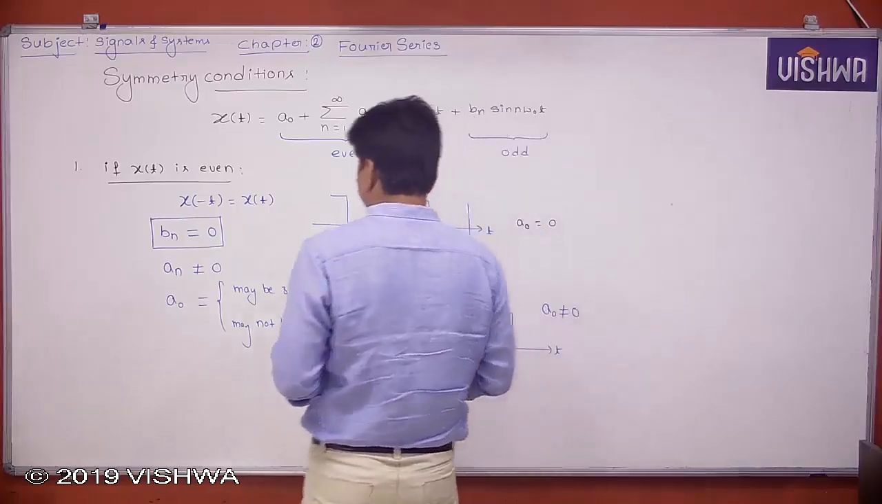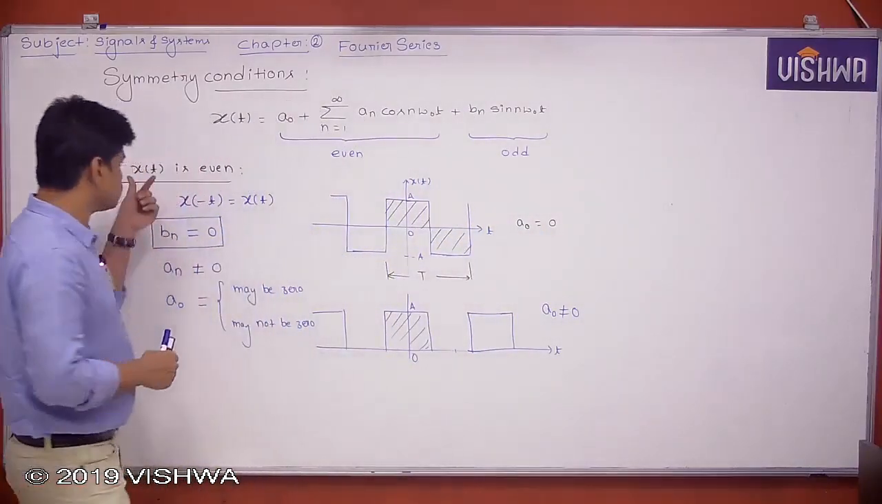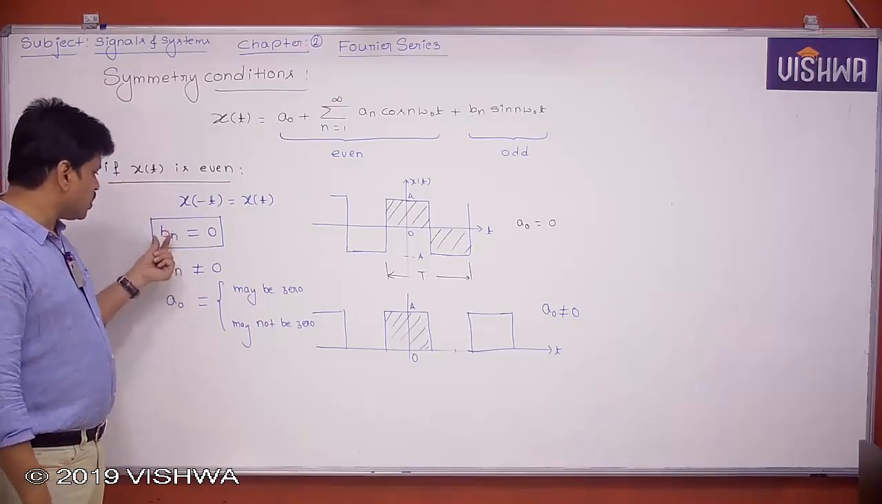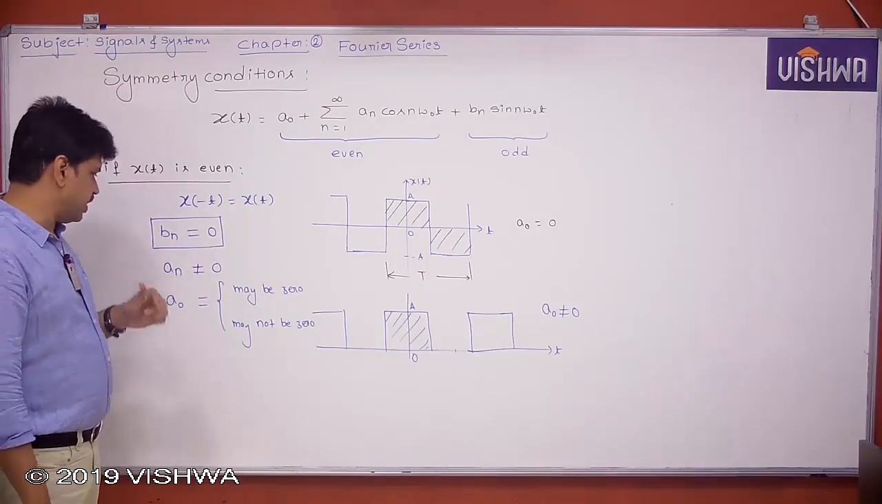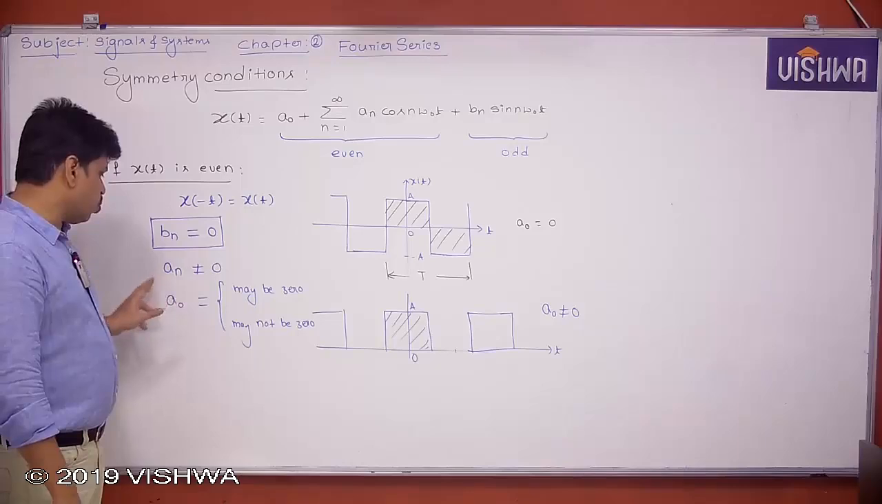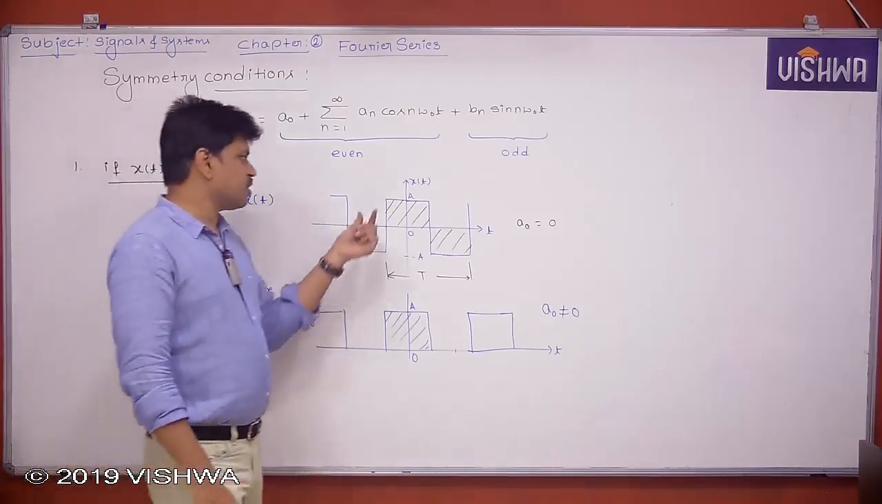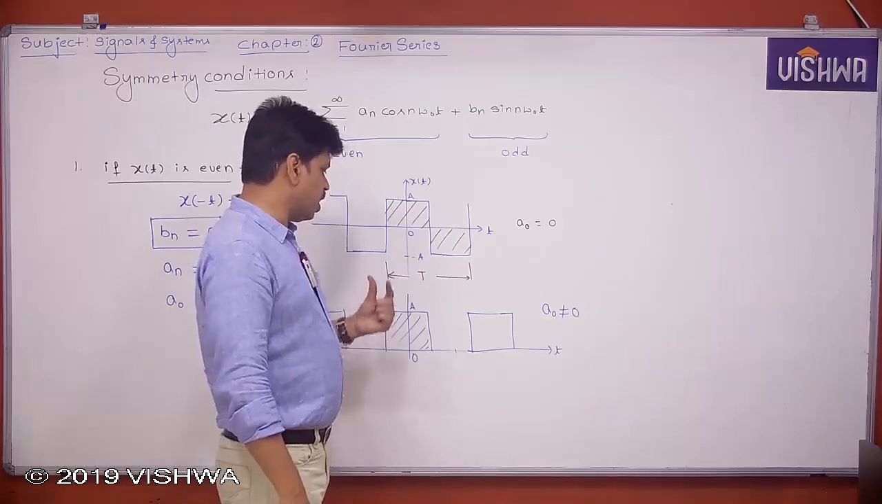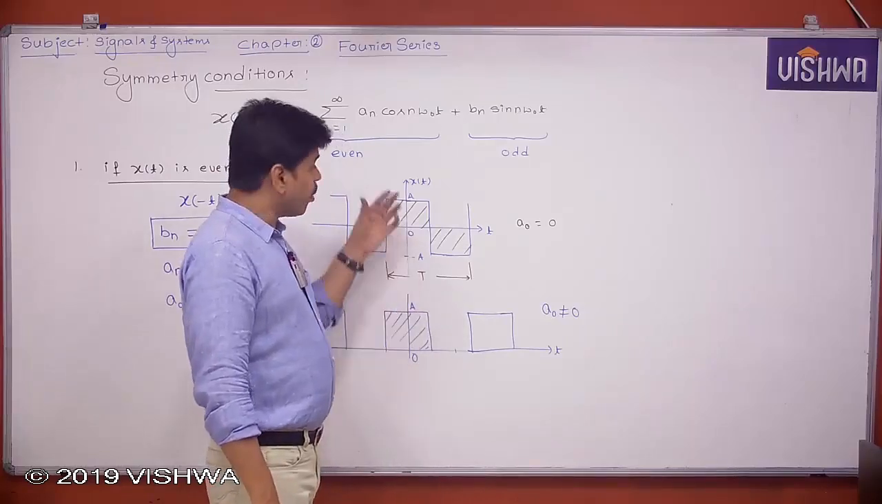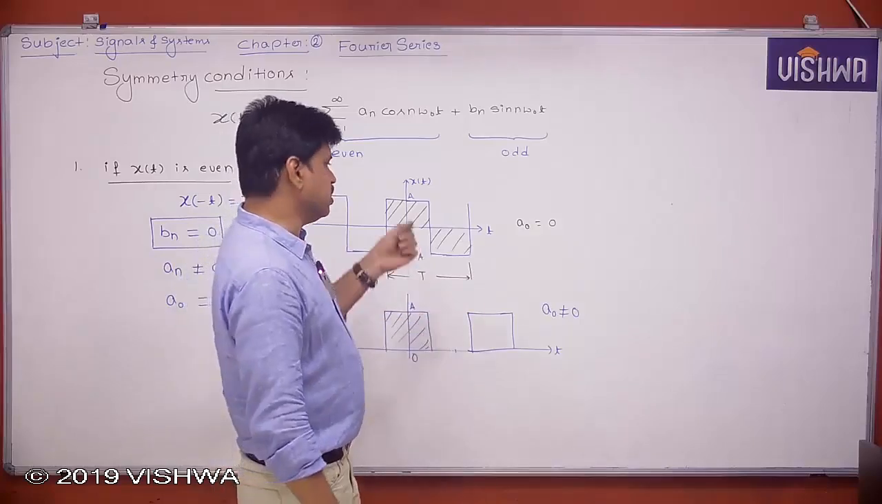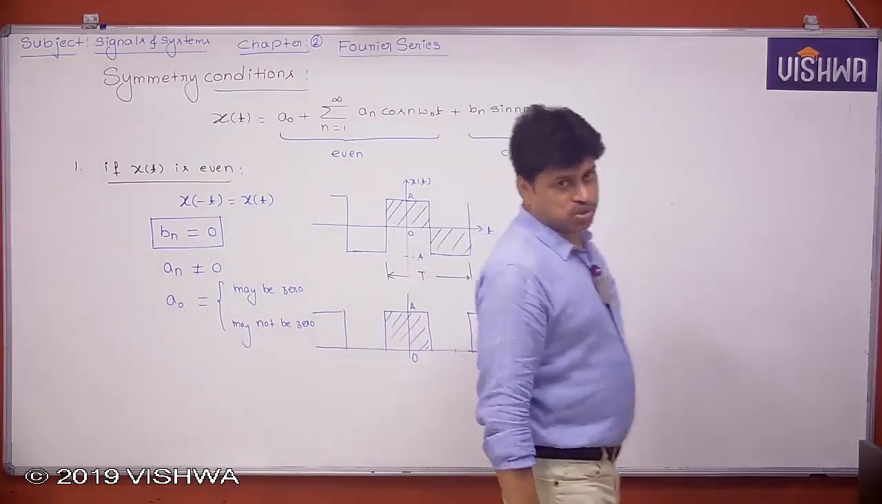So my conclusion is, if x of t is an even signal, definitely one thing is 0, that is Bn is equal to 0. Then An is not equal to 0. What about A0? It depends on the waveform. Is it having equal positive and negative area, or only positive area, or both positive and negative area but they are not equal? Then definitely A0 value is not equal to 0.